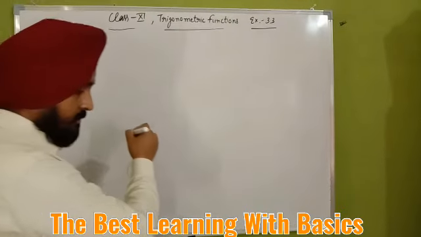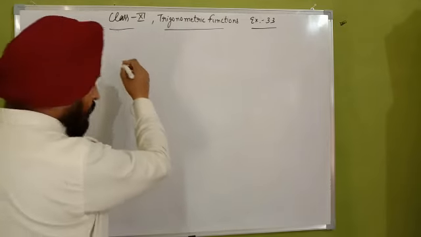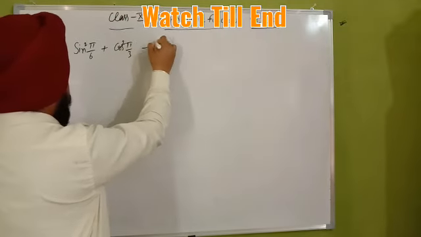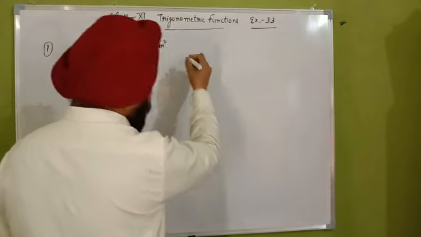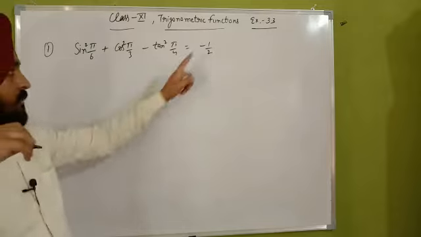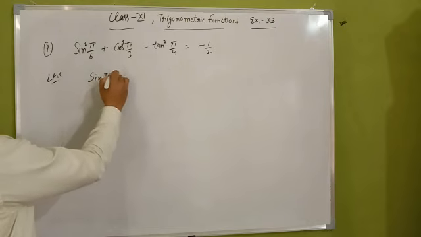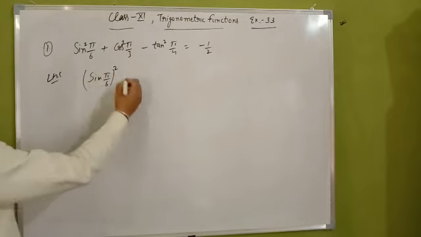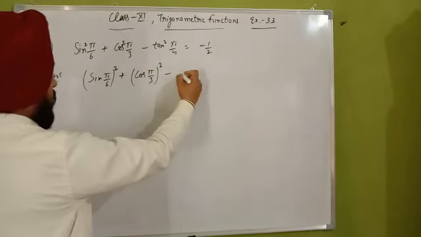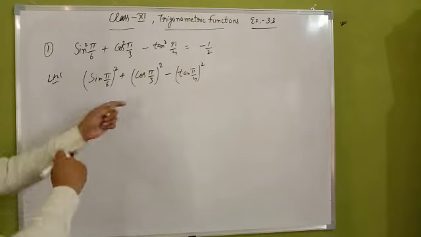We have to show that sine square pi by 6 plus cos square pi by 3 minus tan square pi by 4 is equal to minus half. We have to show this left hand side equals right hand side. So first of all we will write left hand side as sine pi by 6 whole square, cos pi by 3 whole square, and tan pi by 4 whole square. That is the right hand side.